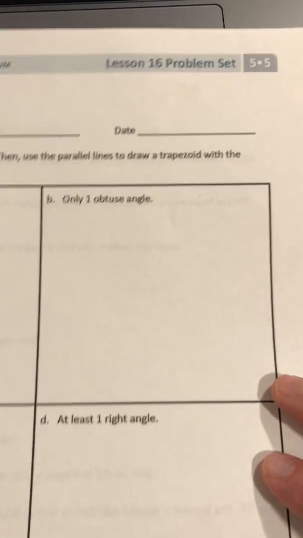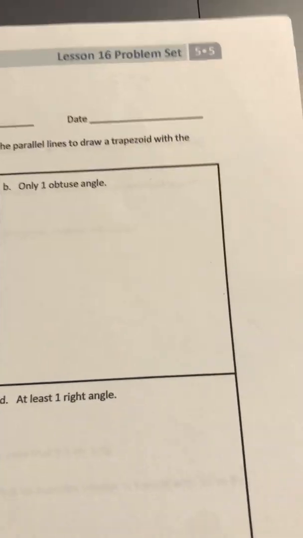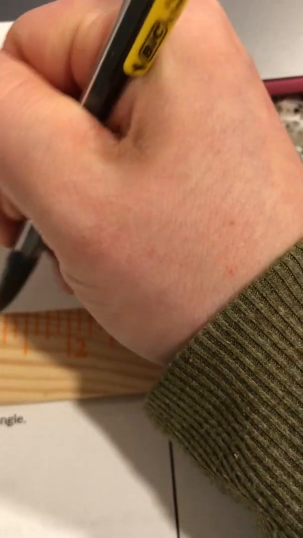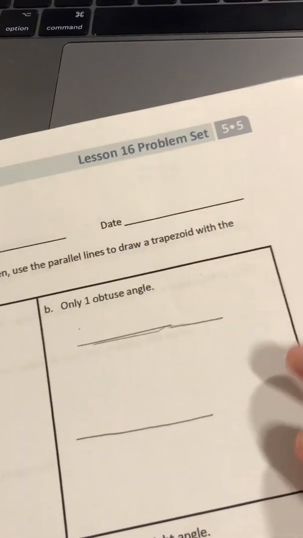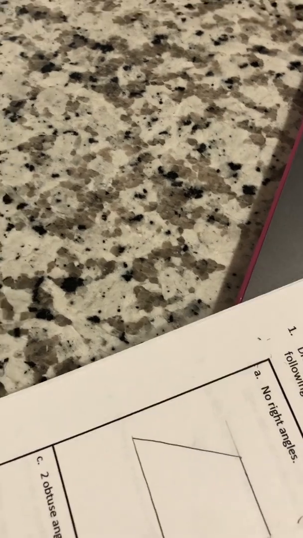So this one, on B, it says only one obtuse angle. An obtuse angle is greater than 90 degrees, which is a right angle, right? So we know it's going to be one of those angles that is greater than the edge here. So I'm going to go ahead and draw my parallel lines first. All right. And remember, I'm looking for only one obtuse angle. I'm looking at the way that I drew these parallel lines. I'm probably not going to be able to do that. Totally fine. So remember, these are my trapezoids. They have to have parallel lines. I'm going to try to figure out how I can get my obtuse angle. One obtuse angle greater than a right angle, remember.